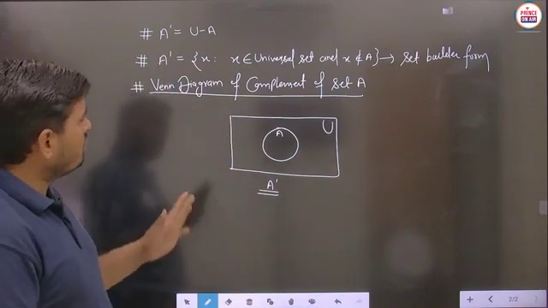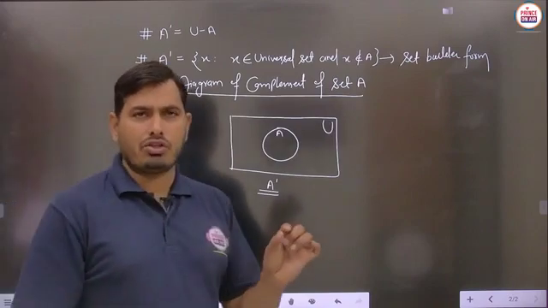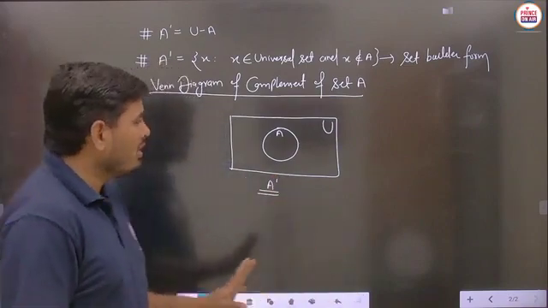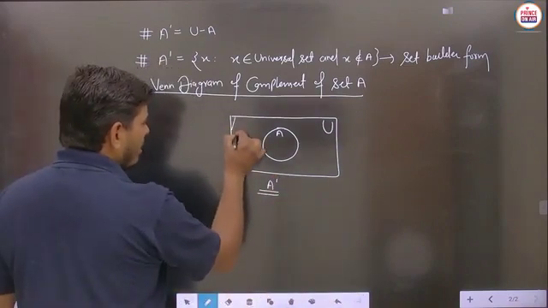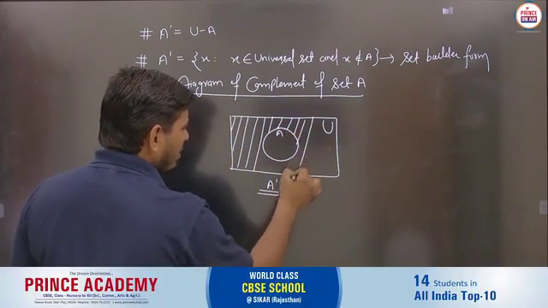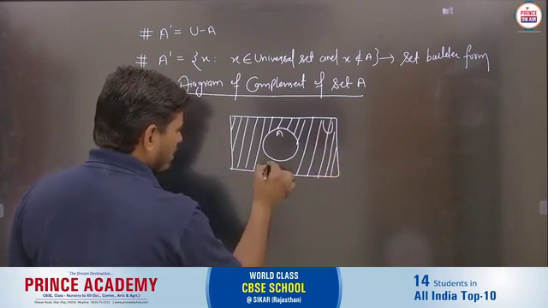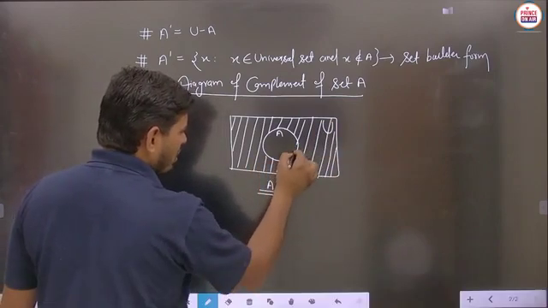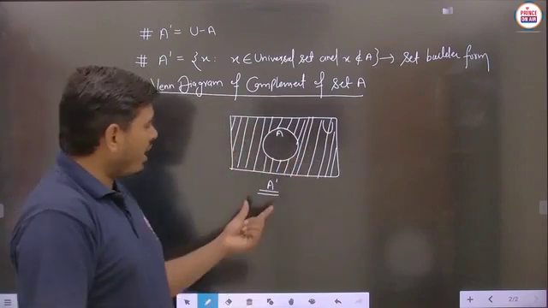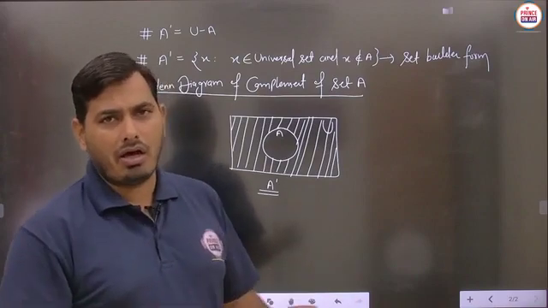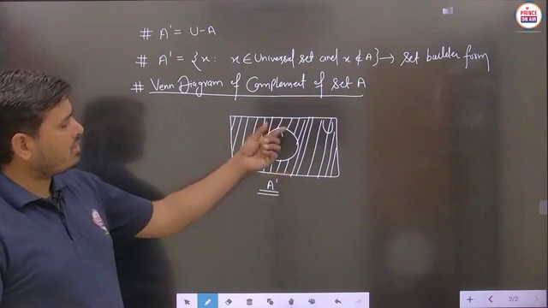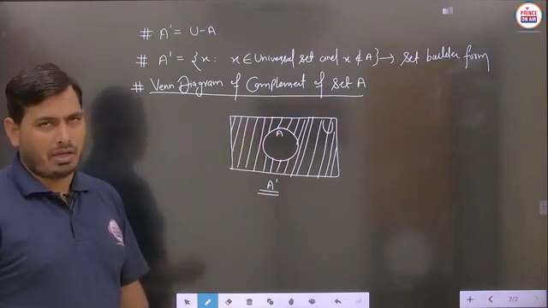So basically, students, you know very well this A dash will be written as U minus A, which means we only write the elements of U, not A. That means we have to shade the area just outside the set A. Is it clear? We do not shade the set A itself, because the elements of A dash belong to the universal set only. That's why we shade the area outside of the given subset A. Is it clear?